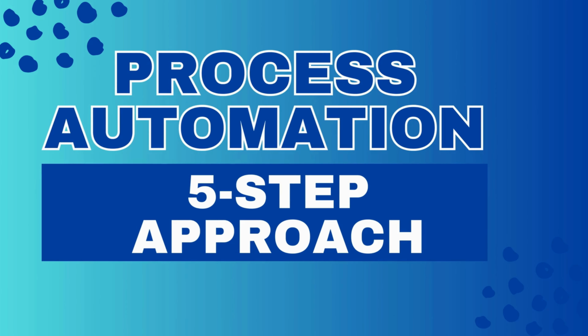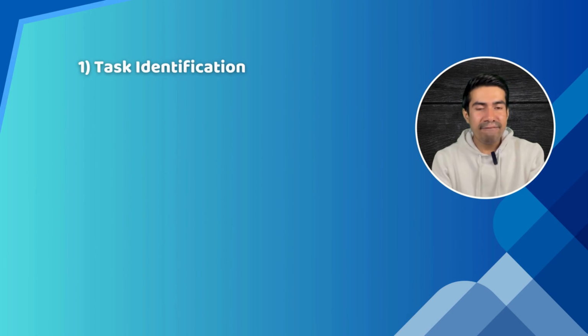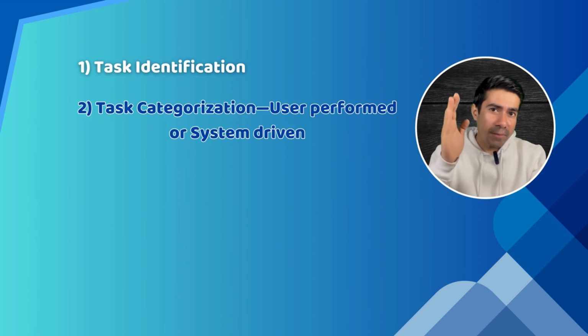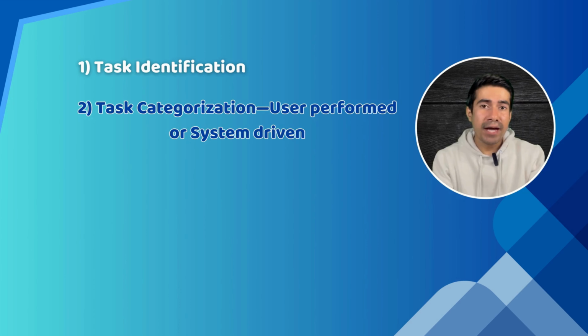Alright, let's move to the hands-on part. Let's see how we can automate a business process using Pega BPM. I'll walk you through a simple 5-step approach to automating any process. Ready? Step 1. Identify the steps or tasks involved in the business process. Step 2. Categorize the tasks. Classify each one as user-performed or system-driven. User-performed tasks are manually carried out by users, whereas the system-driven ones are automated.